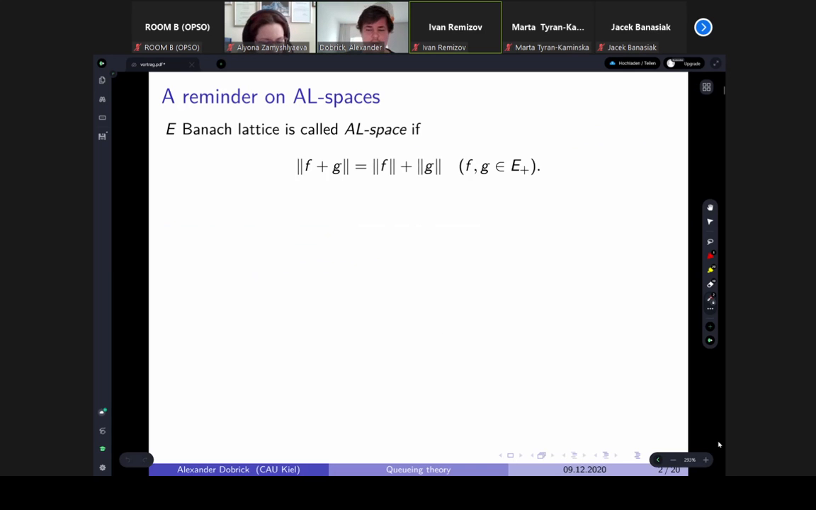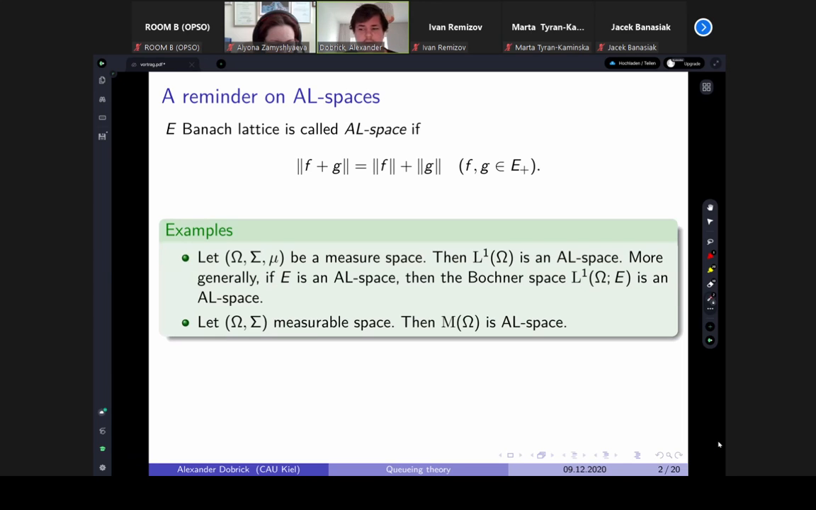I will start by recalling the notion of AL spaces, for people who have not seen them before. Basically, an AL space is a Banach lattice where the norm is additive on the positive cone. There are a few different examples of such abstract Lebesgue spaces, and the usual example is just L1. So if you have never seen them before, you can always think of some kind of L1 space on a suitable measurable space, or measure space if you want.